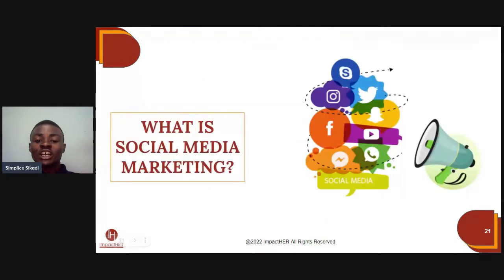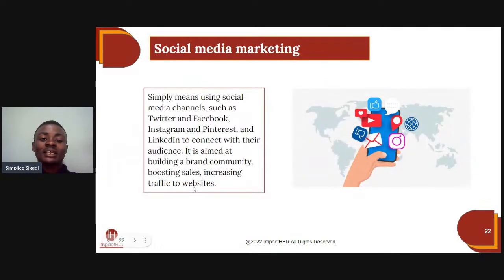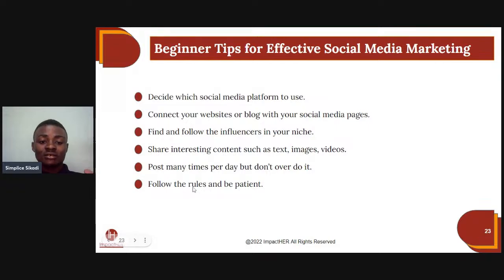So let's look at social media marketing. What is social media marketing? Social media marketing is simply when you use social media channels, such as Twitter, Facebook, Instagram, Pinterest, LinkedIn, or many other platforms, to build your brand and to boost your sales. And by the way, I think we'll have a whole session on social media marketing, where we're going to be breaking down social media marketing in detail.